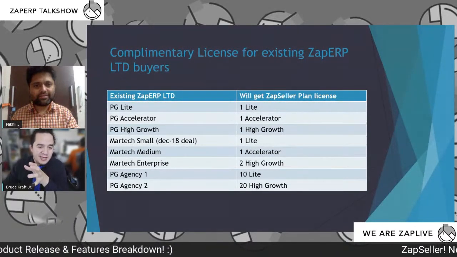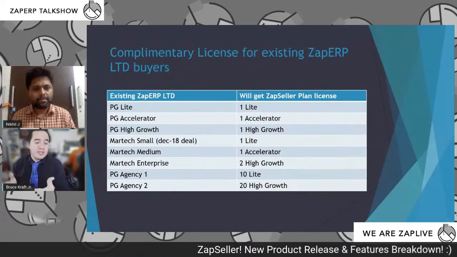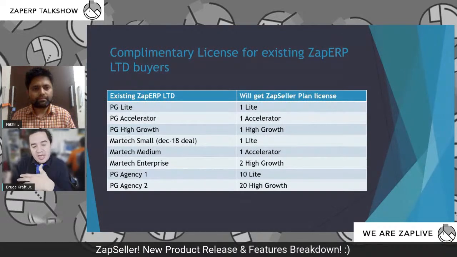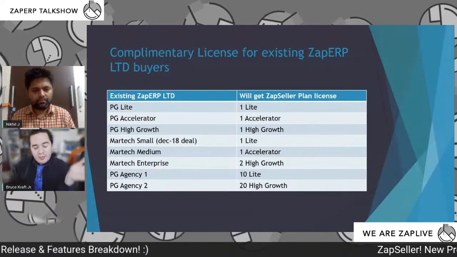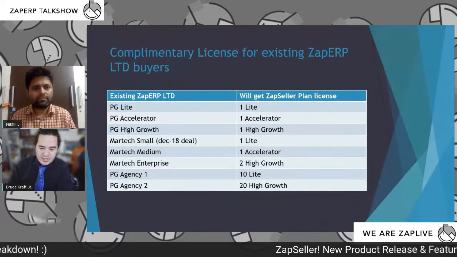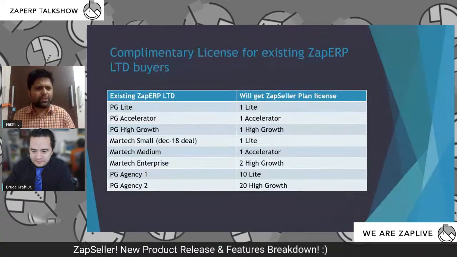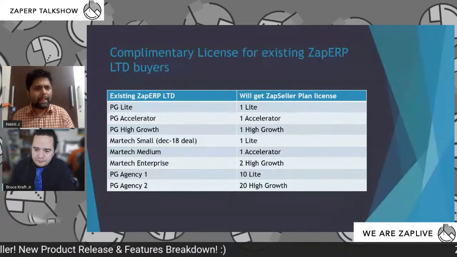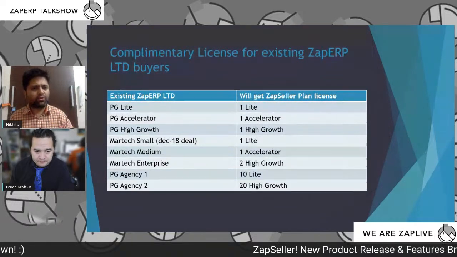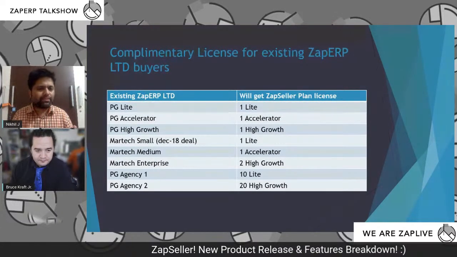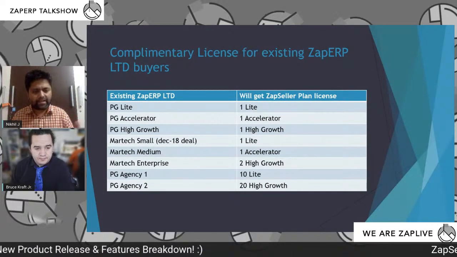So if you picked up ZapERP before, this is going to give you a perfect breakdown of how much access of ZapSeller you're going to get, what tier, how many sub accounts, et cetera. Nick, go ahead, take it away. Yeah. And regarding this, last week someone asked about the ZapERP unlimited deal customer. The unlimited deal customer is going to get Tier 2 High Growth. So they are similar to Martech Enterprise, which is Tier 2 High Growth. So it's the same thing.